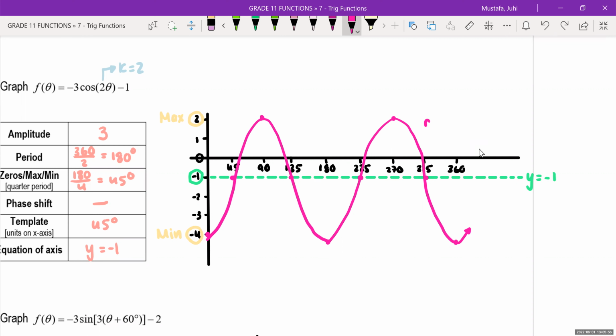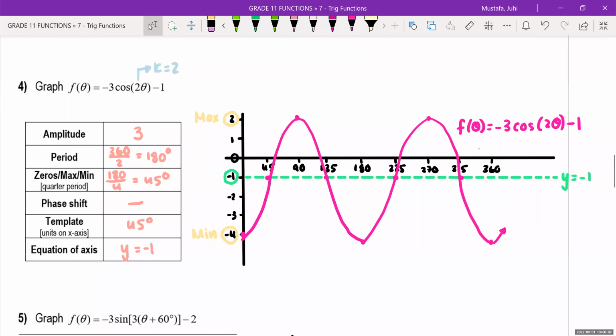We need to label our graph. F of theta is equal to -3 cos 2 theta minus 1. Okay, so let's just think about this for a second. The number 2 inside represents a horizontal compression. That means you're taking your graph, which is usually from 0 to 360, you're compressing it, and that's why now the cycle is from 0 to 180. It's a shorter cycle because you've squished the graph. Our equation of axis is at -1. Our amplitude is 3 up, 3 down. From start to stop, it's 180, and it's a negative cosine graph, so we've done everything. That is our final answer.